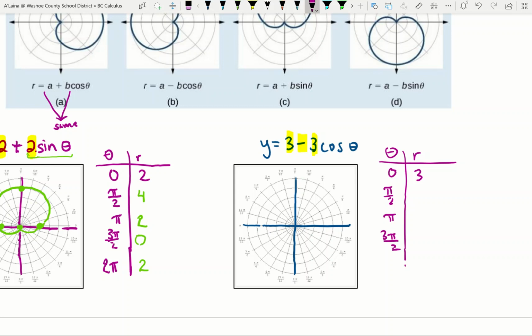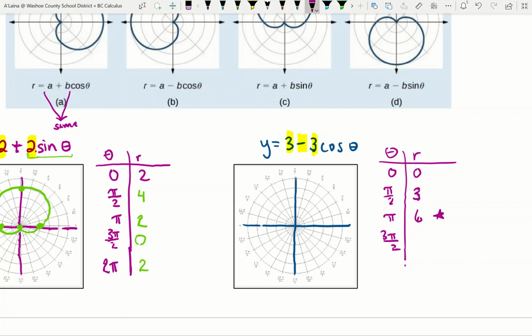at pi over 2, I'm going to get, oh, sorry, that doesn't zero out. I'm losing my mind. Cosine of 0 is 1. 3 minus 3 is 0. Sorry, I apologize. Pi over 2, cosine of pi over 2 is 0. 3 minus 0 is 3. At pi, the cosine of pi is negative 1 times negative 3 makes it positive 3. Plus 3 more is 6.